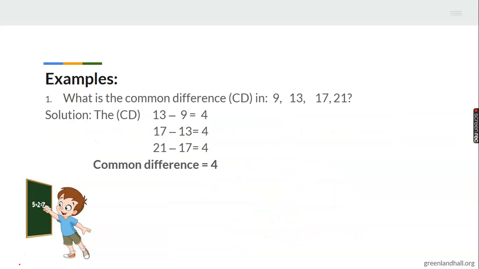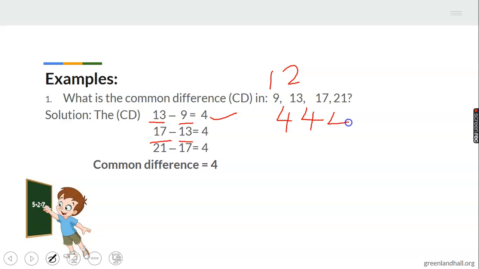Okay. Now let's consider examples here. What is the common difference, CD, in 9, 13, 17, 21? Like we said earlier, this 13 here is the second number. You subtract the first number from the second number. That will give us 4. Then 17 minus 13, that will give us 4. 21 minus 17, that will give us 4. So our CD is very easy for us. It is 4. Common difference.